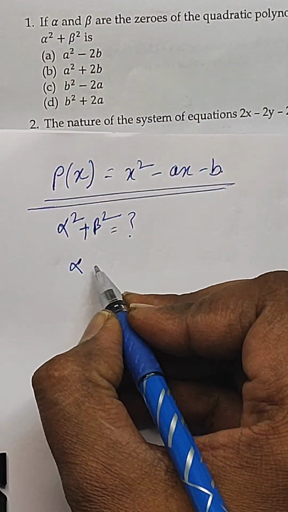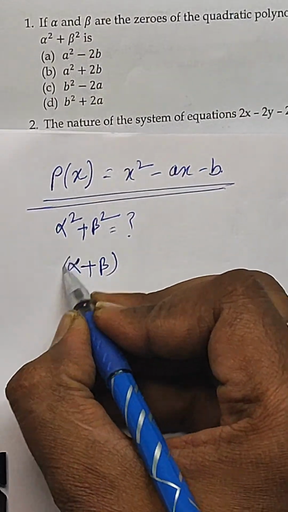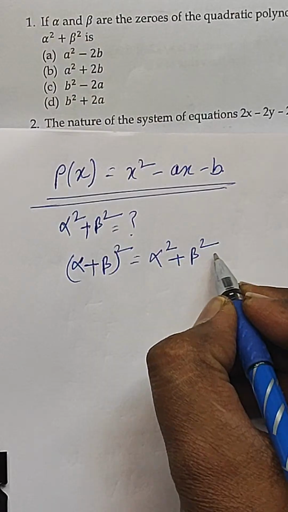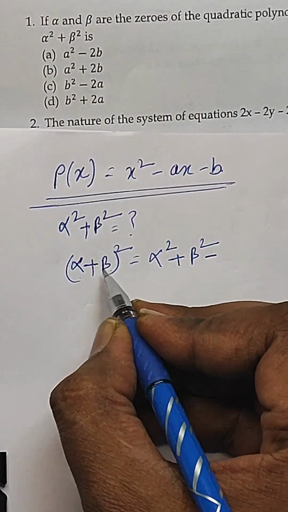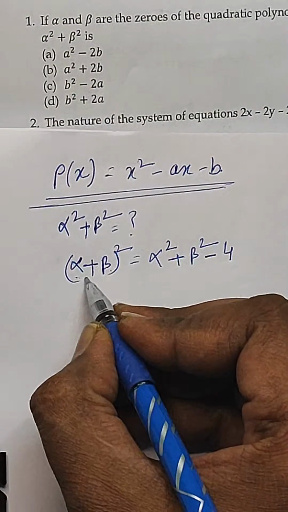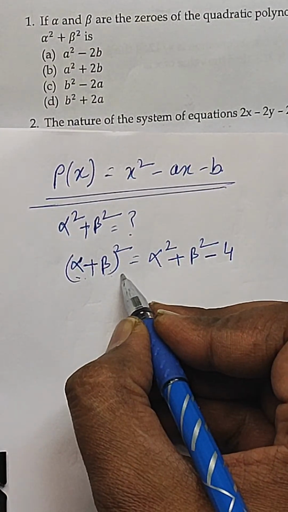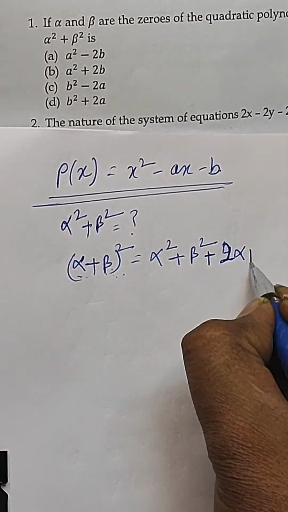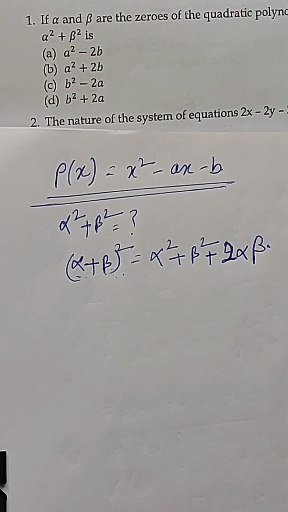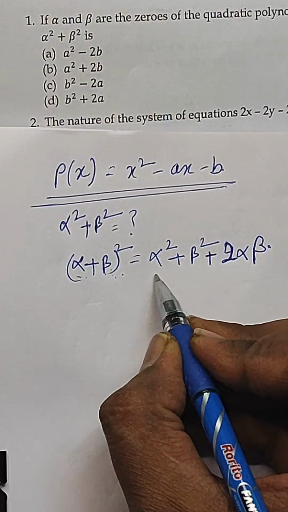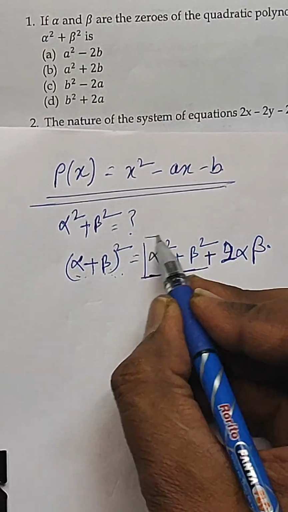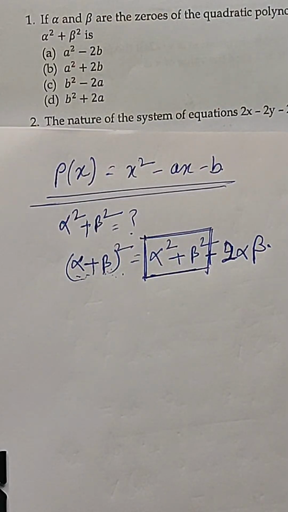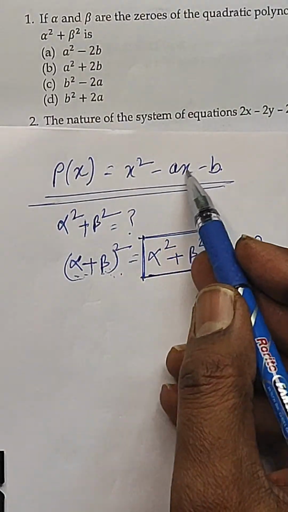My dear friend, we know that alpha plus beta whole square can be written as alpha square plus beta square plus 2 alpha beta. So it can be expanded like this, 2 times alpha beta, right? So here we need to find the value of alpha square plus beta square. So this will be the variable to us, right? And what is the sum of alpha plus beta? Sum of alpha plus beta is nothing but minus b by a.